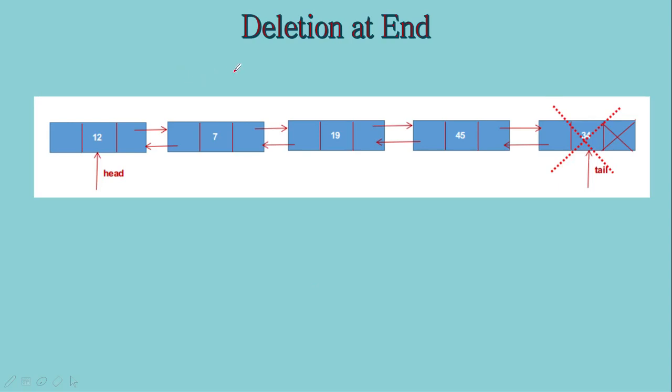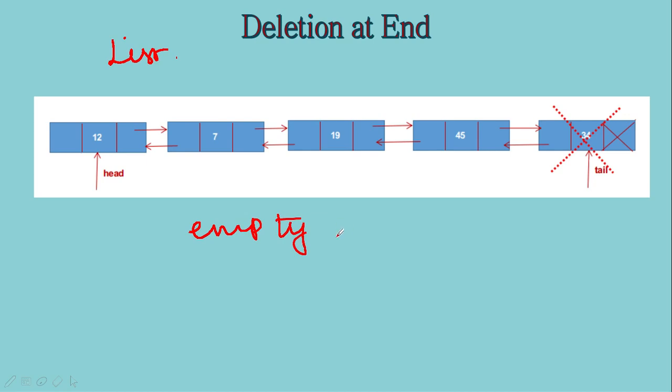Hi everybody, let's see how to perform delete at the end in a doubly linked list. When we have got a list like this, we have to remove the last node and return the value that was present in the last node, that is 34 in this case. So the input for this operation is only the list, and the two exceptional cases that we have to consider are when the list is empty and when there is only one node in the list.